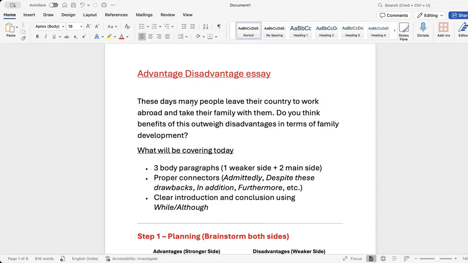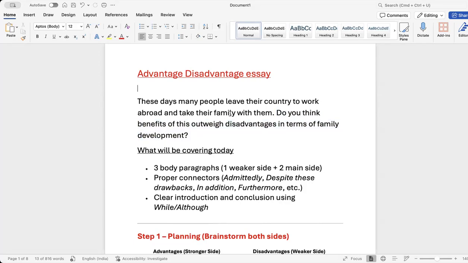So this is a simple question in which they give you a topic and then they ask a simple question whether the advantages are more or the disadvantages are more. क्या ज़्यादा है? Basically, what is more? Are the advantages more or the disadvantages of this situation more?